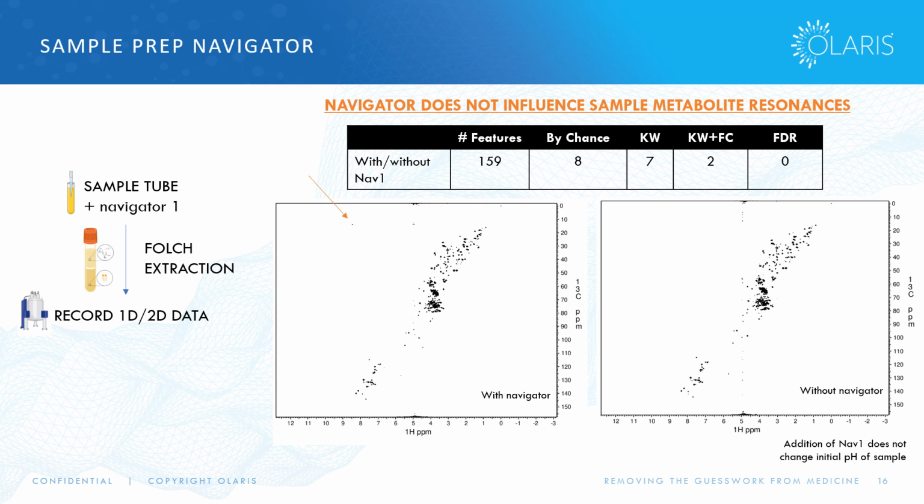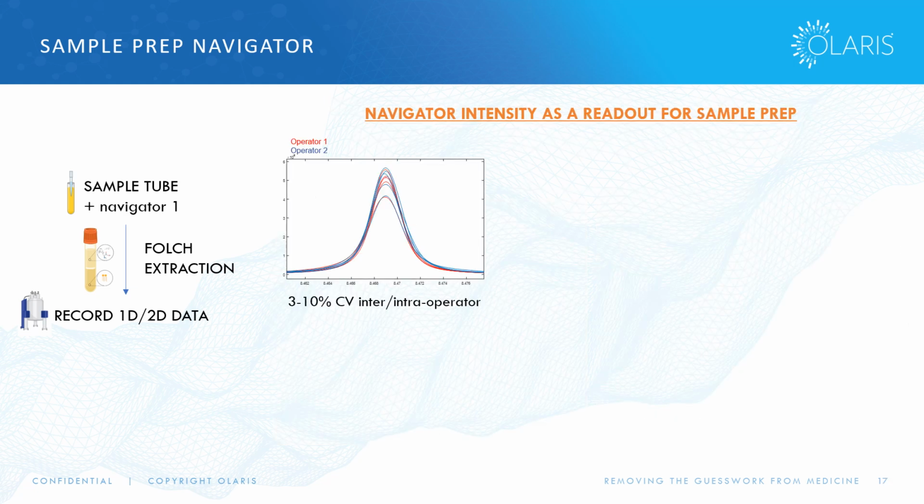So as you can see here, we have two spectra of urine, and the difference basically is only the presence or absence of the navigator. We also checked, and it does not affect, for example, the sample pH. It can tell us if there's something wrong with our preparation. How does it do that?